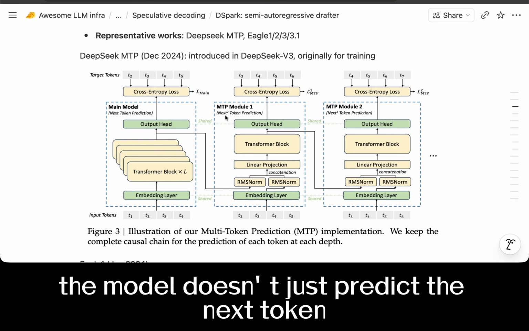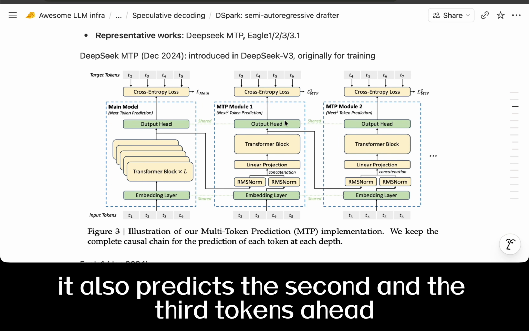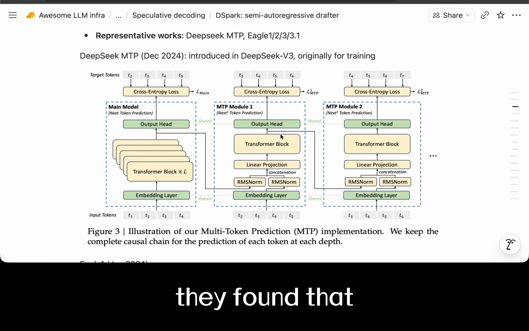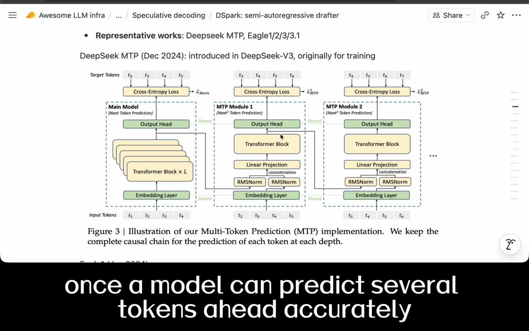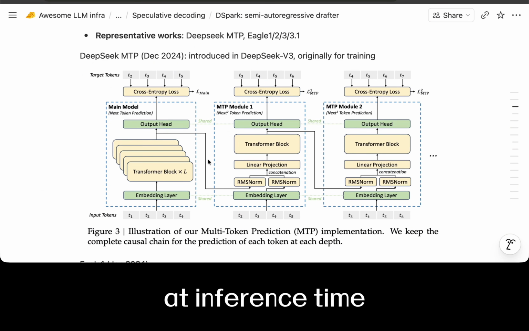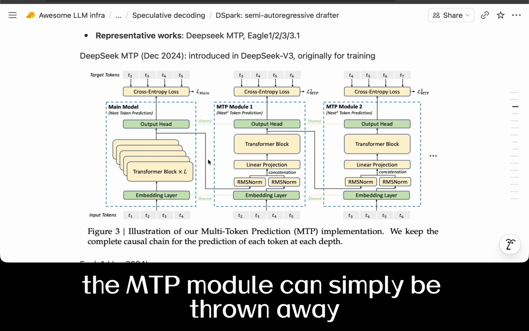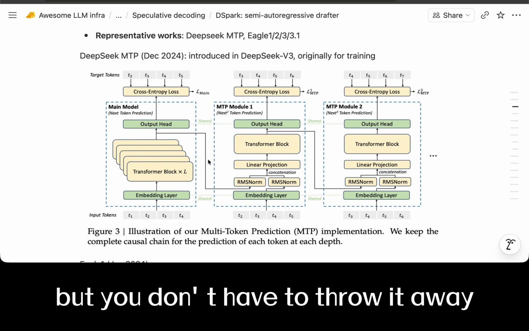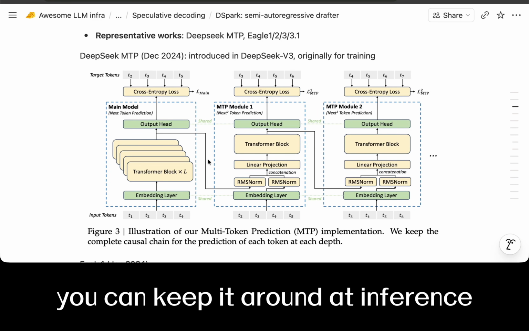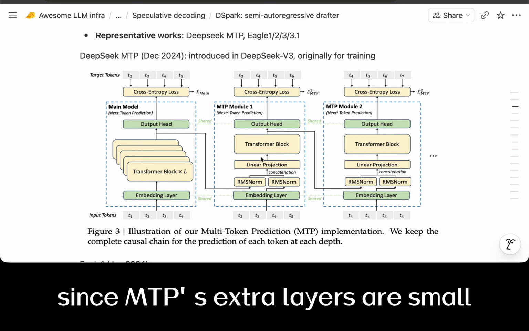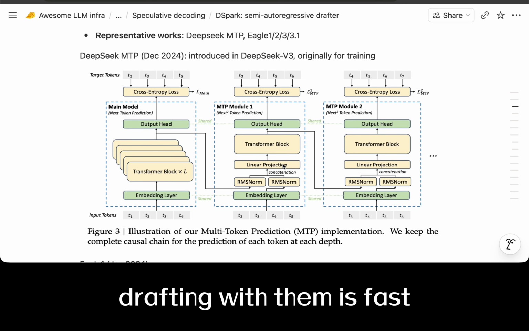During training, the model doesn't just predict the next token, it also predicts the second and the third tokens ahead. In other words, you are forcing it to learn a harder task. And they found that once a model can predict several tokens ahead accurately, its single next token accuracy improves as well. At inference time, the MTP module can simply be thrown away, which is why people call it training only, but you don't have to throw it away. You can keep it around at inference and use it for exactly the kind of speedup we just described. Since MTP's actual layers are small, drafting with them is fast.